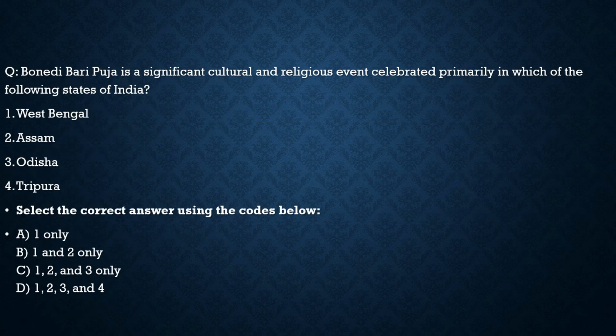Here the question is about Bono Bari Puja. It is a significant cultural and religious event celebrated primarily in which of the following states of India? It is directly West Bengal. As we saw, it is mostly celebrated in Kolkata. So with respect to this question, the correct option is option A. With this, let's move to another question.